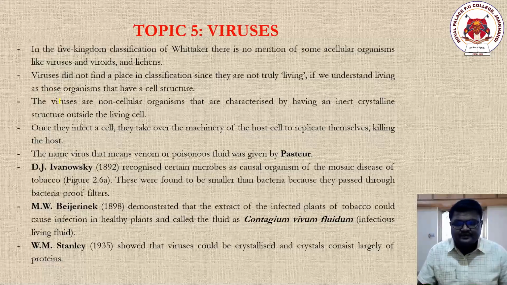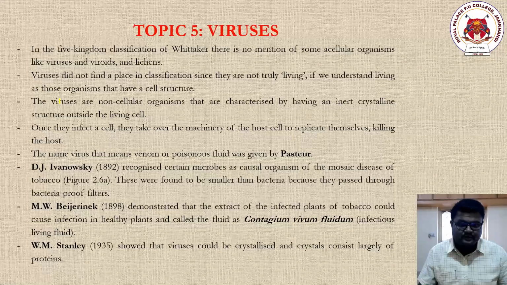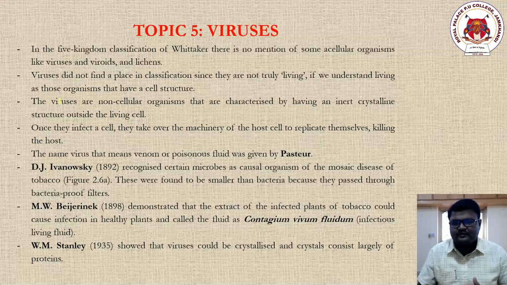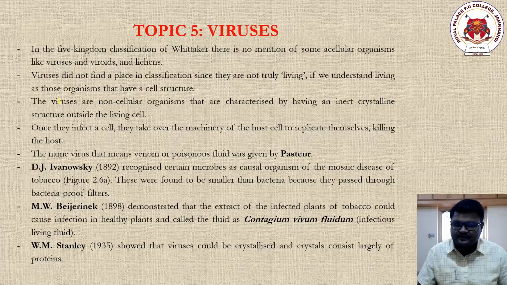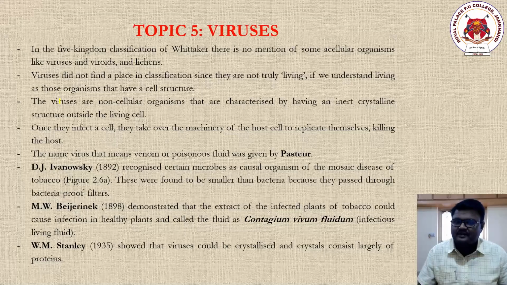Why? The first rule of kingdom classification is that it may be a prokaryotic cell or a eukaryotic cell, it may be single cell or multi-cell, but a cell should be there. In case of viruses, one of the basic characteristics is that viruses are acellular in nature. I repeat, viruses are acellular, which means viruses do not have cells in their body. So the cell itself is absent.